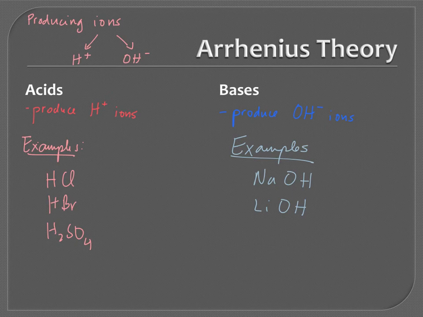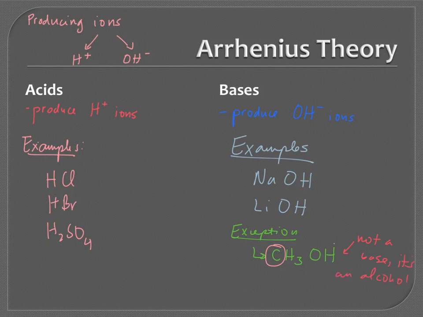However, here is an exception. I'm going to put this in a different color. If you see something like this, while there is an OH at the end, what you want to look out for right here is the carbon. If there's a carbon there, that makes this an organic compound. This is not a base. This is an alcohol. And they are not basic. They're slightly acidic. So you want to be careful there. If you see an OH at the end, but there is a carbon, then it's not a base. You want to see those OHs at the end without a carbon to be considered a base.